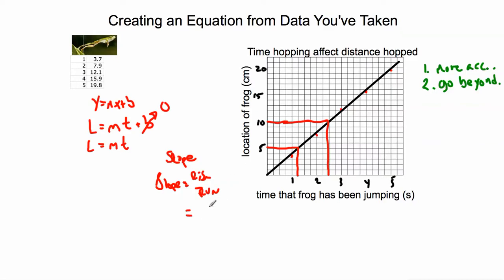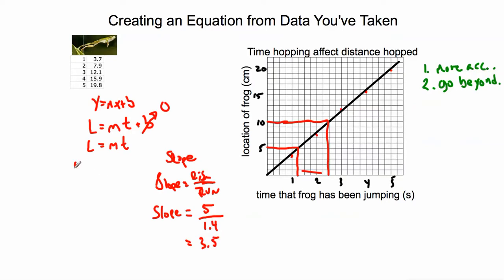And then in this case, the rise is going from 5 to 10. That's a rise of 5. And the run is going from 1.1 to 2.5. That's a run of 1.4. And so the slope is simply going to be 5 divided by 1.4. And if you go ahead and do that, you get a slope of about 3.5.